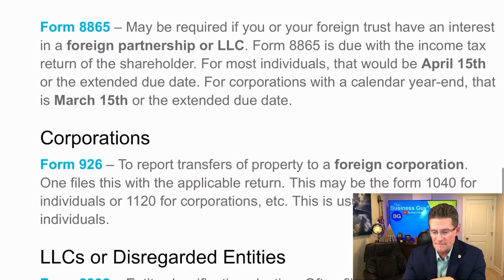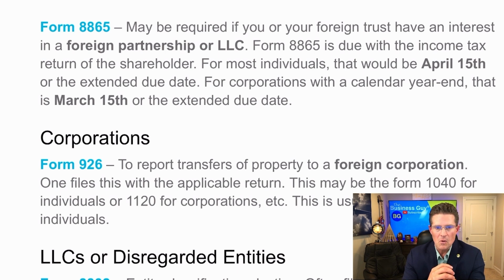Form 8865 may be required if you or your foreign trust have an interest in a foreign partnership or LLC. In fact, a lot of times when we set up offshore trusts, most of the time, it will own an offshore LLC. So for those people, 8865 is due with the income tax return of the shareholder. And for most individuals, like we said, that would be April 15th or the extended due date. For corporations with a calendar year-end date, that is March 15th or the extended due date.